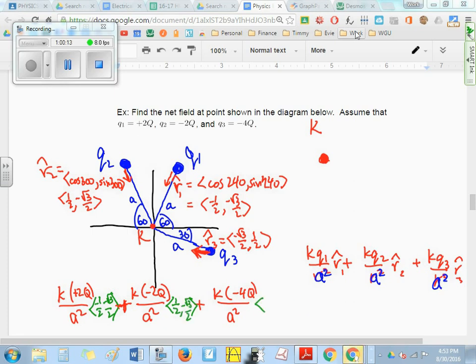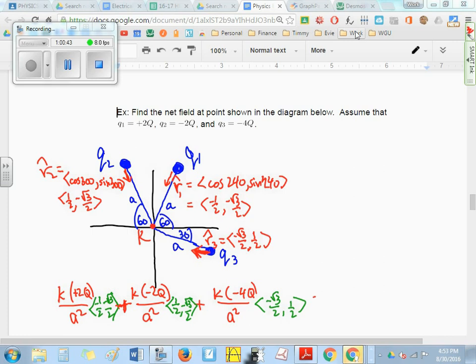And then our last one, which is negative root 3 over 2, 1/2. Okay, now I want you to pay attention to the like terms. It's a little hard to manage all this, but you're going to do basically outside red times first green plus outside red times first green plus outside red times first green, and that gives you your first component of the net field. Okay, so it's going to look like this.